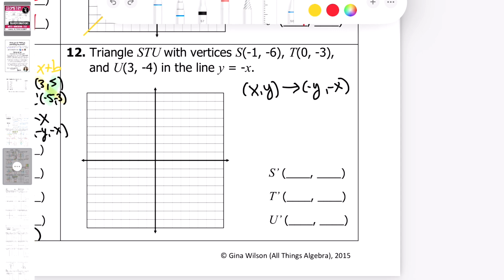All right, so let's go ahead and graph first, and then we'll go through and work on that rule. So S is -1, so left 1, down 6. So there's S. T is just straight down 3. And then U is +1, 2, 3, -1, 2, 3, 4. So that's U. So there's our triangle.